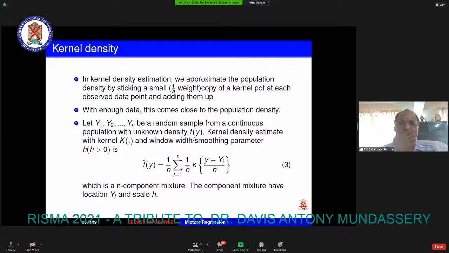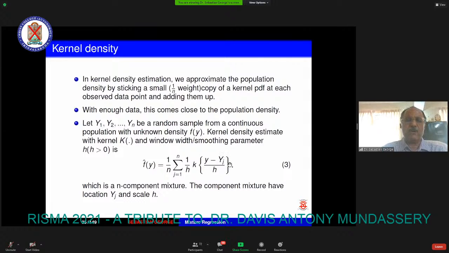And another area in which the mixture plays an important role is the idea of kernel density estimator. This is the formula of kernel density estimator, and you can see that this is also an n-component mixture. And this (1/h) K((y - Y_j)/h) is basically a probability density function with h as your scale parameter. And the observations, capital Y_j's, are the centers.